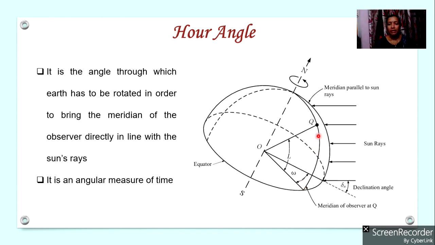So it is the angle through which earth has to be rotated in order to bring the observer's meridian, or the observer, directly in line with the sun's rays. Understood? So the observer is located at this point, and we considered the meridian passing through the observer's location. And let us assume sun's ray is falling on some other location on the earth. So we considered the meridian passing through that location.